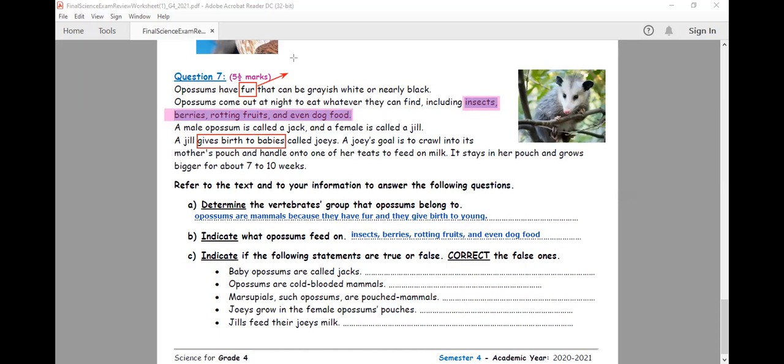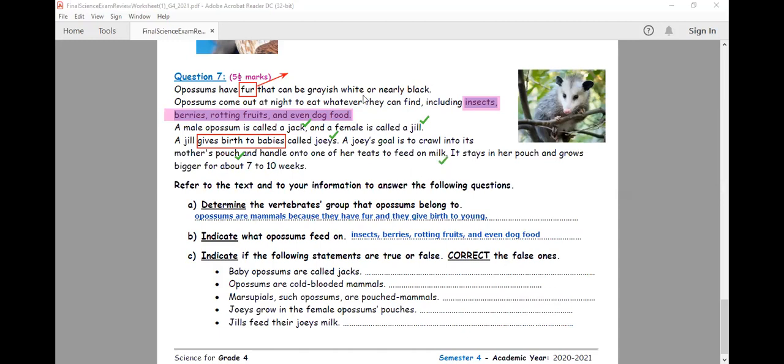A male opossum, the daddies, are called jacks. A male is called a jack. A female, the mother, is called a jill. The baby is called a joey. Joeys grow in their mother's pouch and they feed on milk.